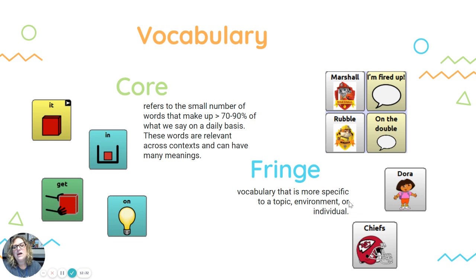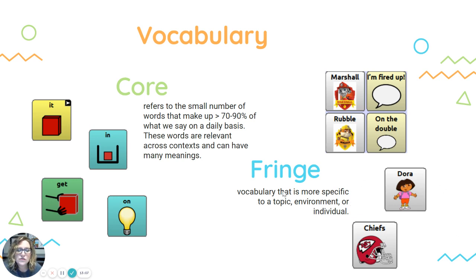All right, so some of the terms that are pretty popular these days are core vocabulary and fringe vocabulary. Core vocabulary relates to words that can be used in approximately 80% of the words that we speak every day or read as well. And those are words that can be used in multiple environments in multiple ways. These are words such as it and get on. They can have many meanings depending on what context you're using them in. They give us more bang for our buck when we're teaching individuals to communicate.